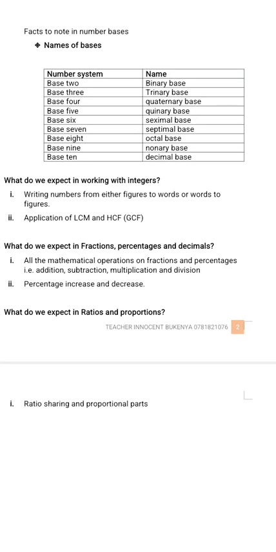Nowadays, people get confused with the names of the bases. You find examinations where they are not saying directly base 2. But if you can see, here the number system: base 2 is the binary base, base 3 is called the trinary base, base 4 quaternary base, base 5 quinary base, base 6 sexagemal base, base 7 septimal base, base 8 octal base, base 9 nonary base, and base 10 decimal base. So those are the names of the bases.